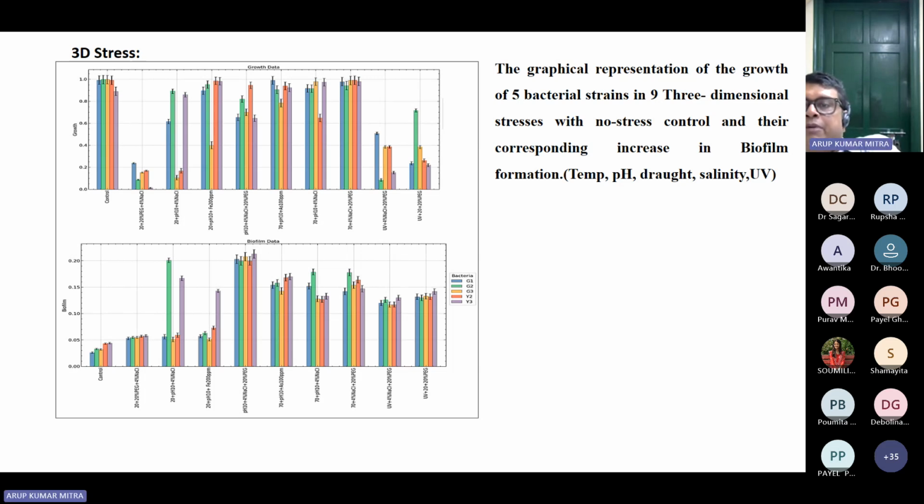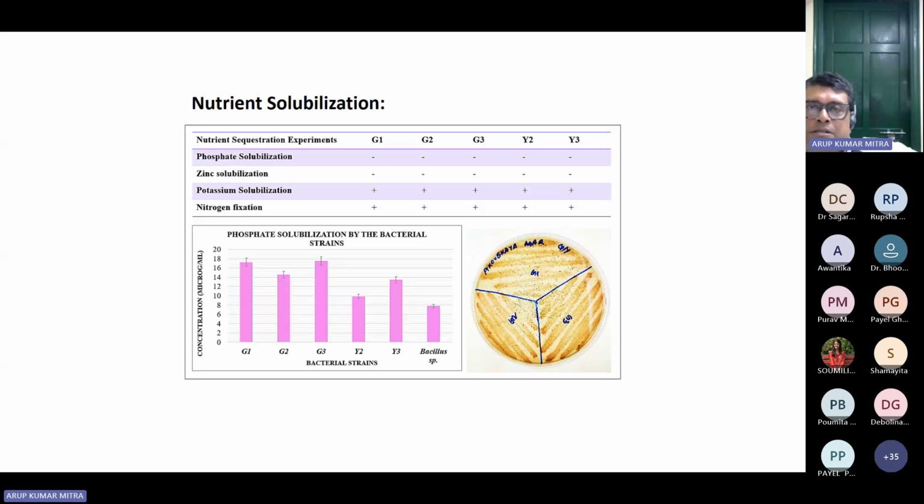And you can see some of these organisms, I would say all of them, but to some extent Y3, in some cases G2, were showing excellent results when grown under 3D stress. Nutrient acquisition, you can see that G3 and Y3 are doing a good job, particularly with respect to potassium solubilization and nitrogen fixation. Though we didn't get phosphate solubilization at the outset.